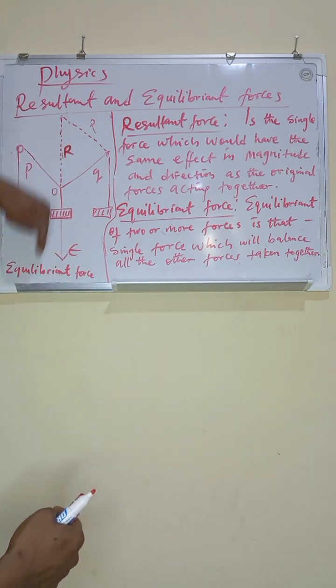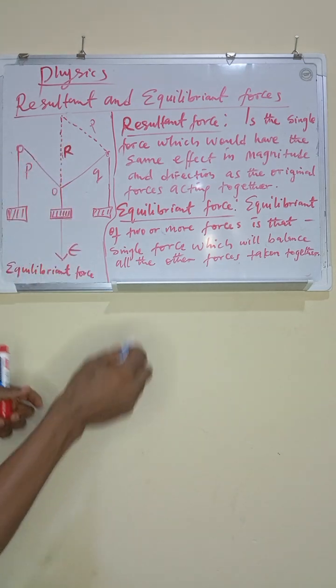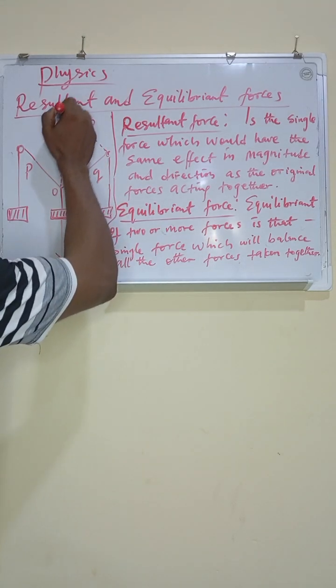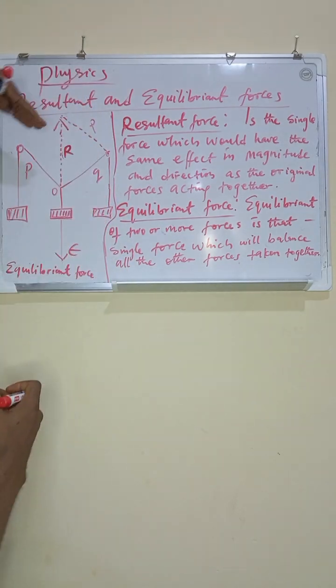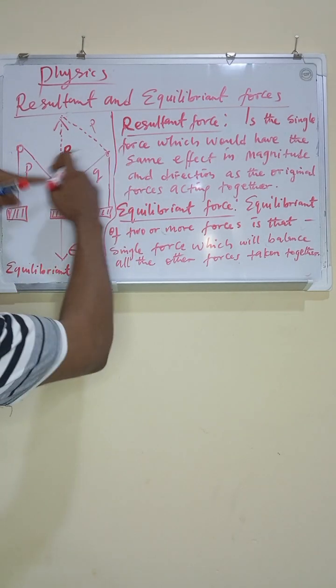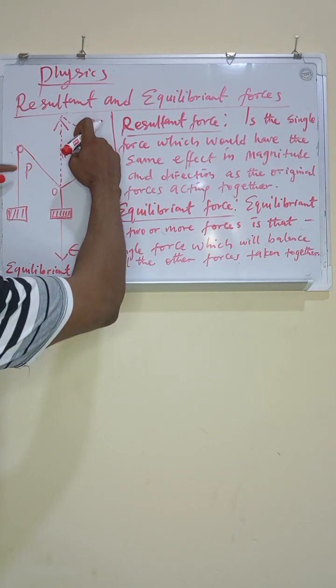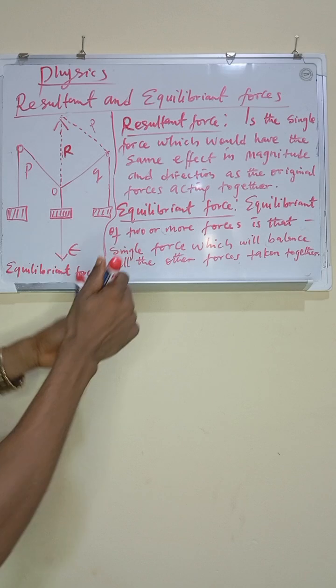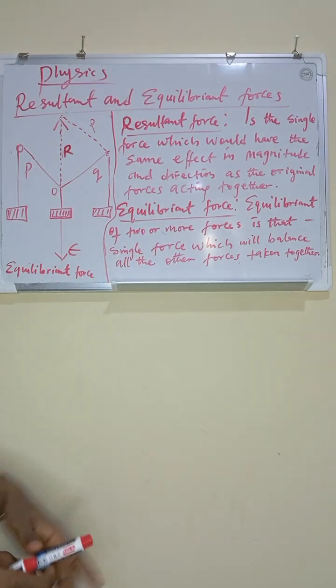Then this one pointing downward is called the equilibrium force. So the resultant points upward, the equilibrium force points downward. So this one is the equilibrium of these two forces. Why is this the resultant of these two forces? Then what is the resultant force?